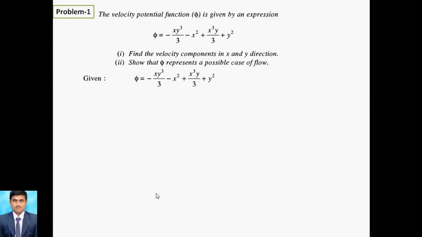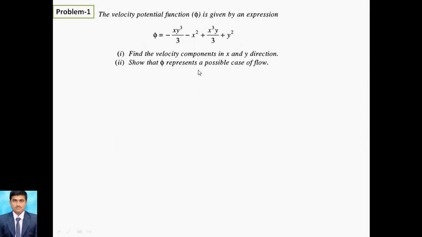Now we will discuss the first problem. The velocity potential function phi is given by the expression phi = -x^3 y/3 ... = -x^2 + x y^3/3 + y^2. This is the equation, and over here we have to find the velocity components in the x and y directions. Here only x and y are present; z is absent.